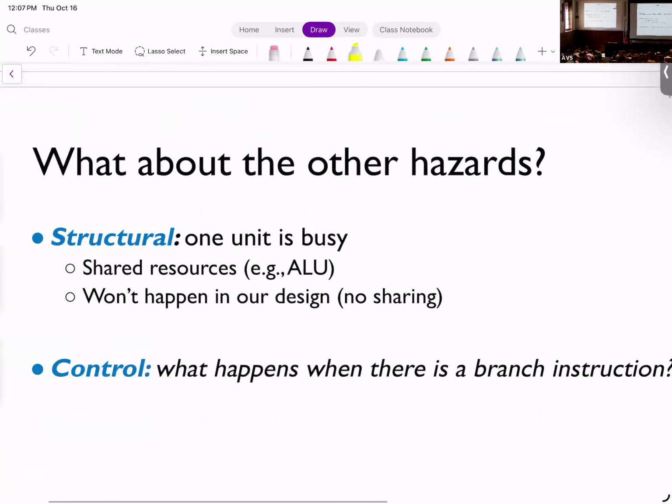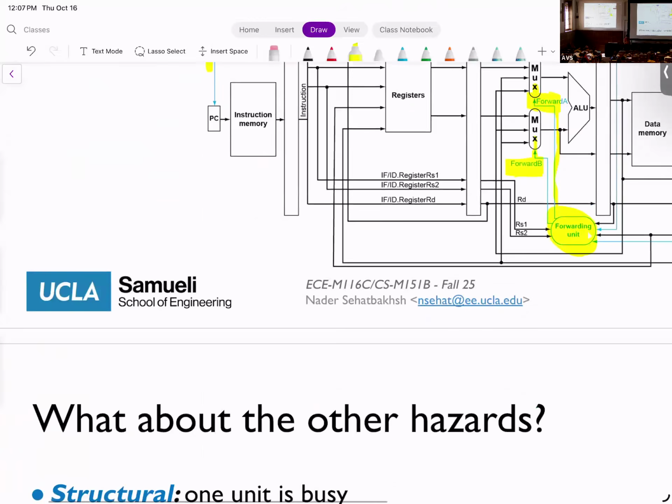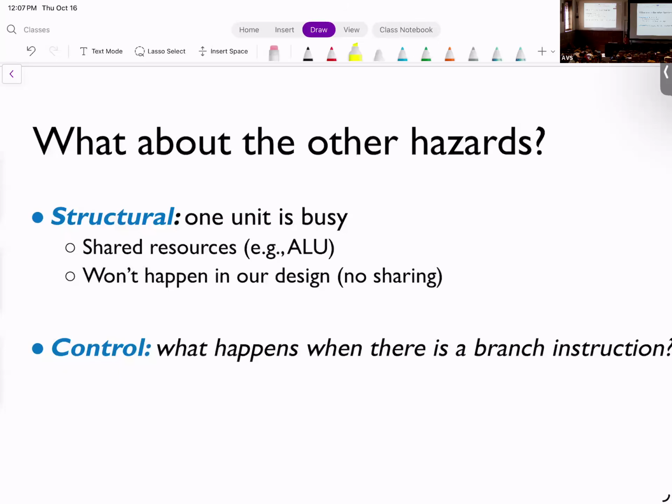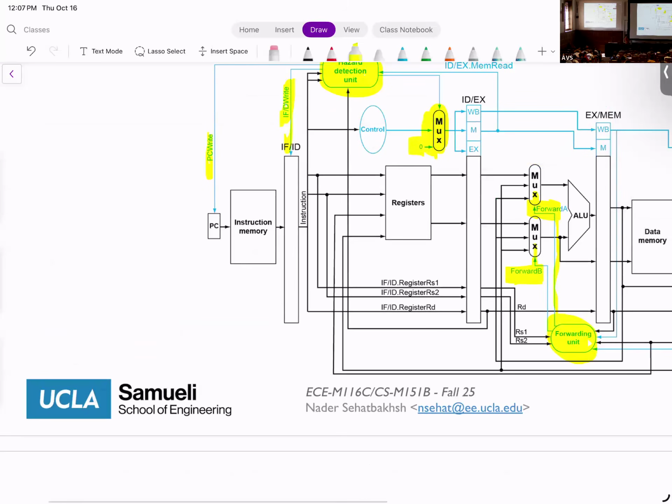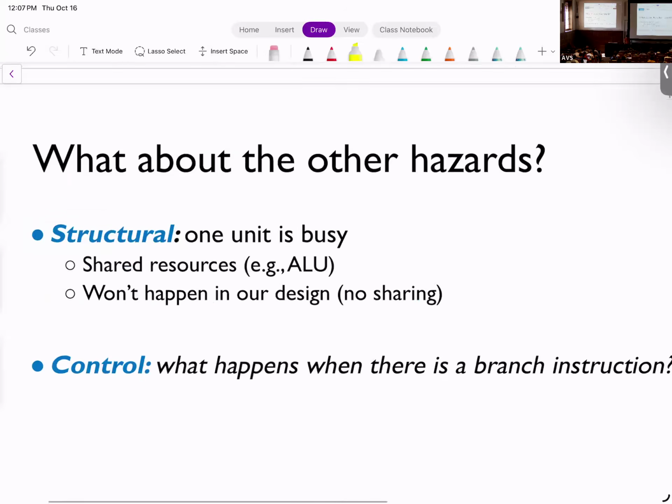We said that, in addition to the data hazards that we talked about, there are also two other hazards, the structural hazards and control hazards. A structural hazard is when one of these units is busy and you want to move instructions forward, so you cannot do that. As a result, you need to stall the processor. The data path design that we went after is not going to have a structural hazard, but just keep in mind that it could exist.